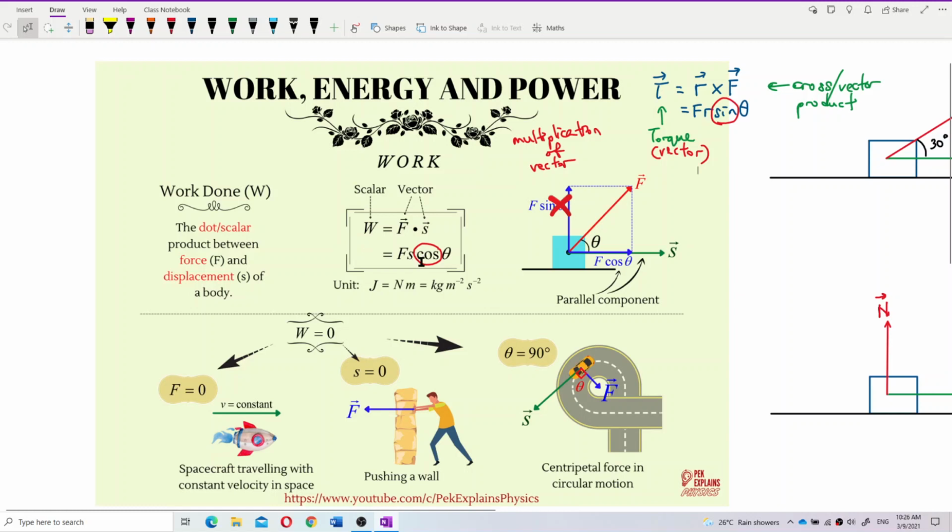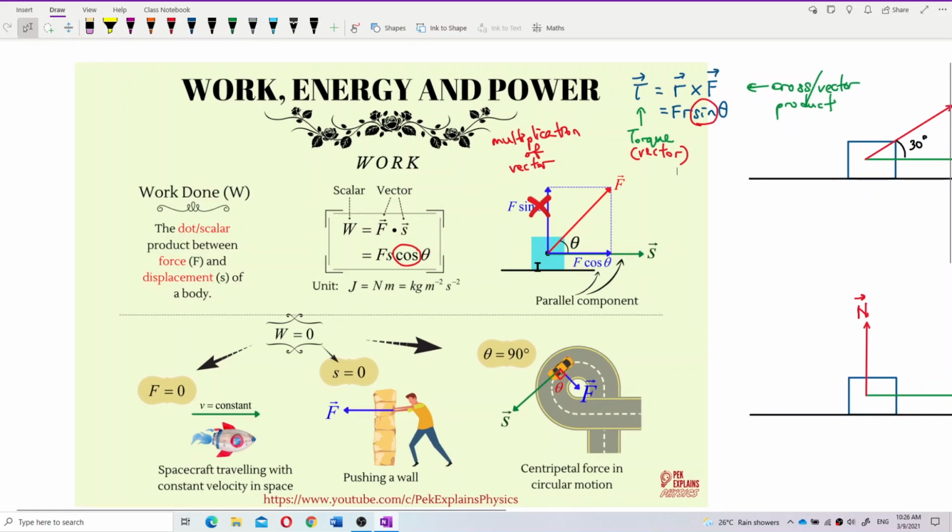Now, going back to why for a dot product we use cosine theta. Let's look at this example. Here this is the force F, and this is the displacement S. Work done is the multiplication between force and displacement. Now, how do we get this Fs cos theta?